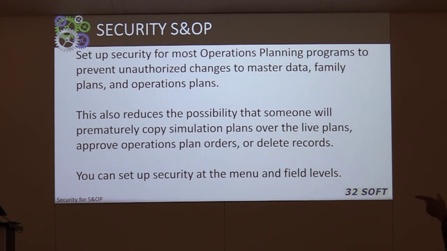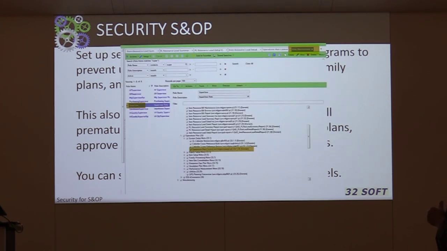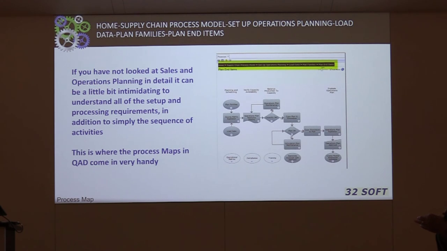Security? Security in sales operation and planning is critical, because you don't want just anybody getting involved in that process. This is company-sensitive data, so use your roles, permissions, etc. to define that. Lots of utilities out there that you can use. You can recalculate summary reports, product line updates. Again, you need to test out how those actually work.